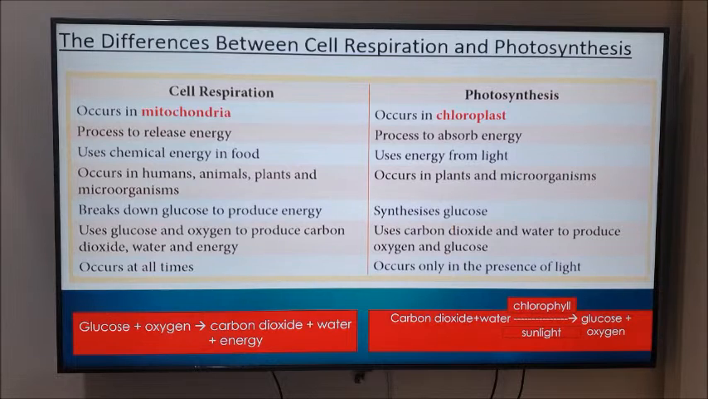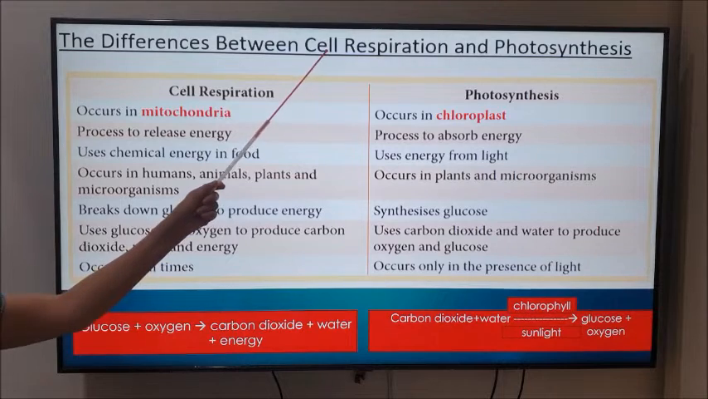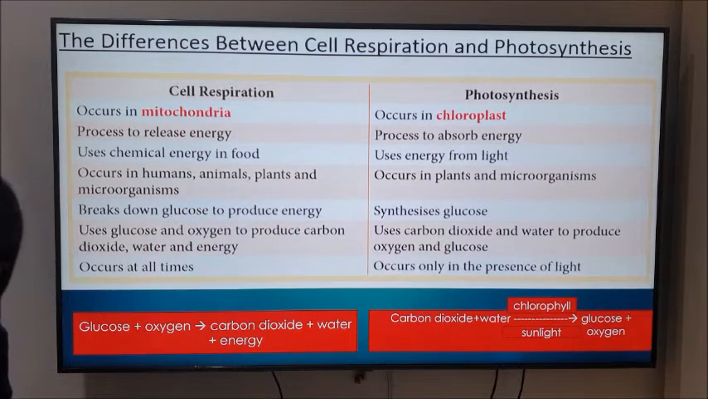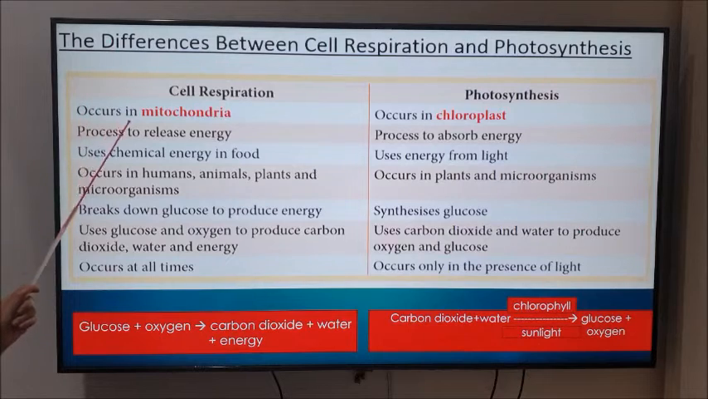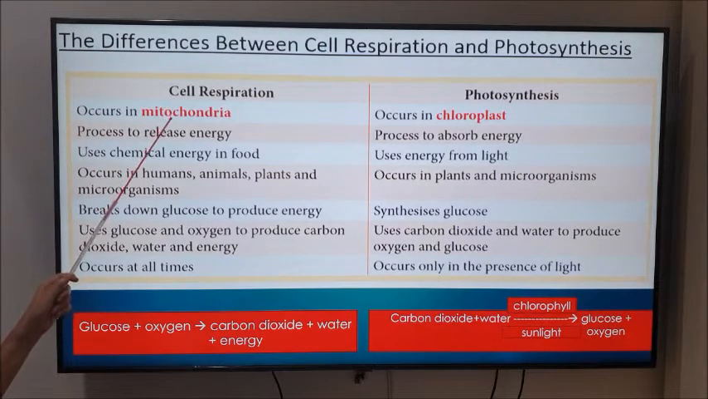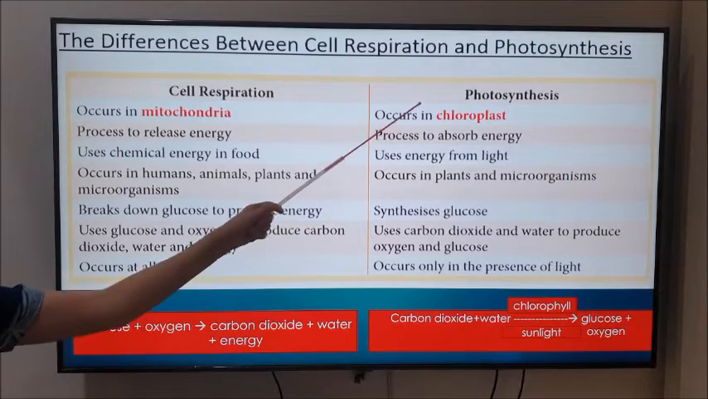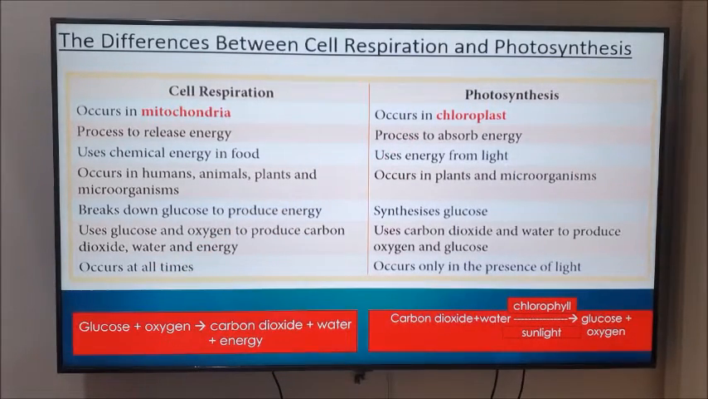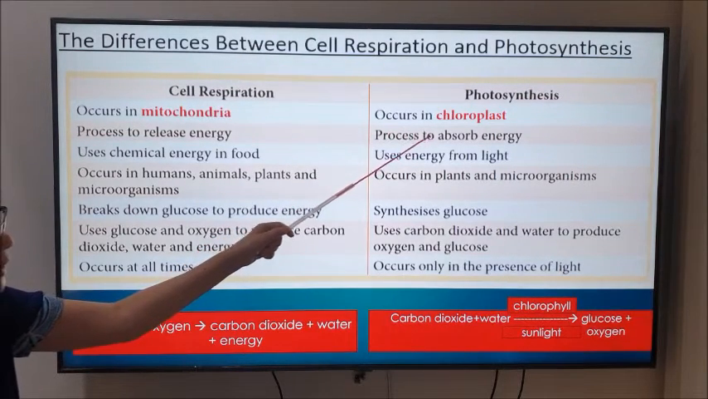Next, we are going to compare the differences. We are going to look at the differences between cell respiration and photosynthesis. First difference, cell respiration occurs in mitochondria, whereas photosynthesis occurs in chloroplasts. Then, cell respiration is a process where energy is released. Okay, boys, look here. So this respiration process releases energy, whereas photosynthesis is a process where energy is absorbed.